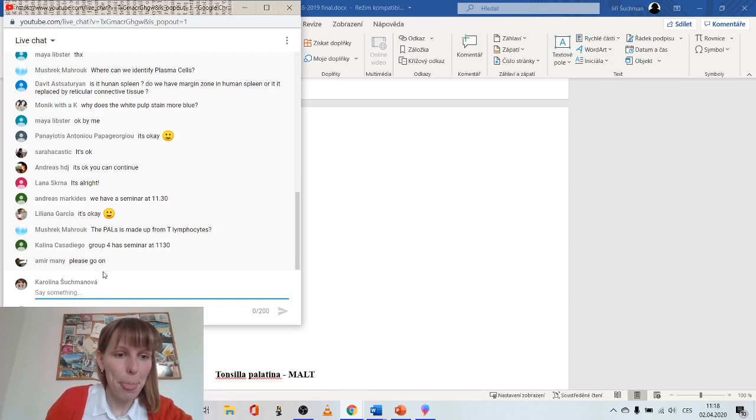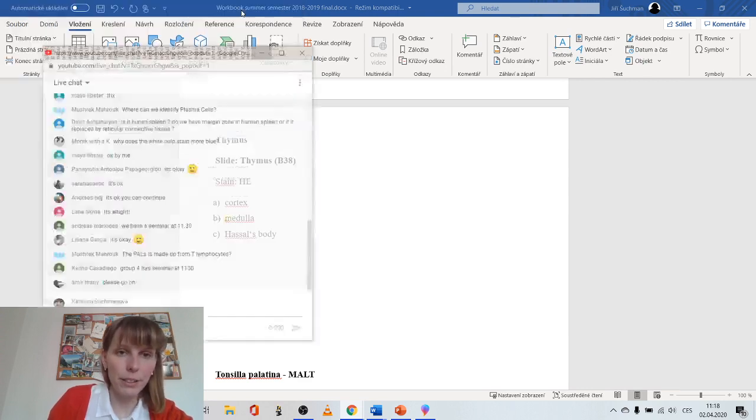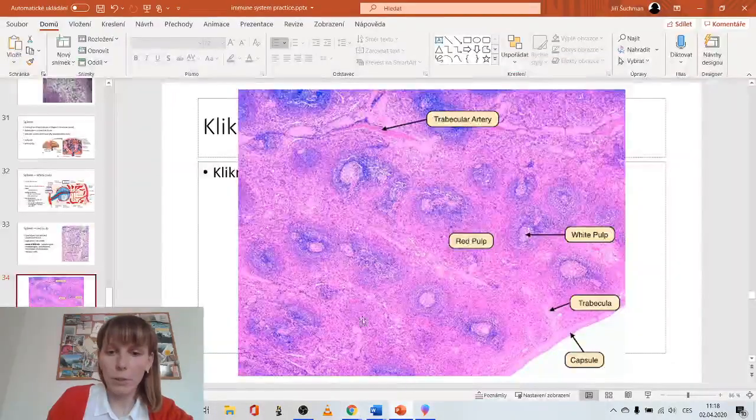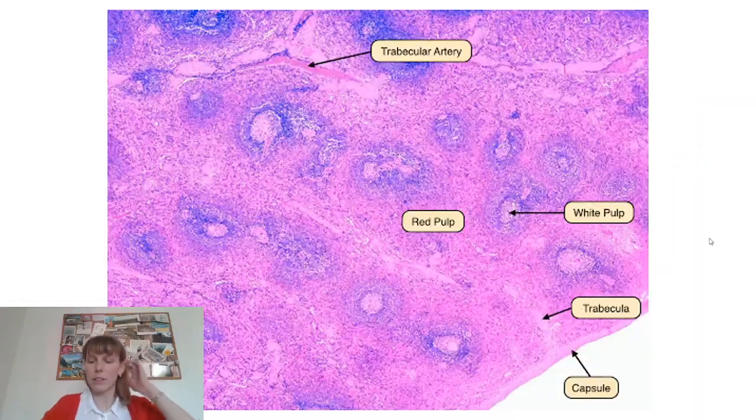So yes, the pulse is made from T lymphocytes, and the lymphatic follicle is made from B lymphocytes. So you understand it correctly. Perfect. So let's cover the rest of this topic, and so let's go.